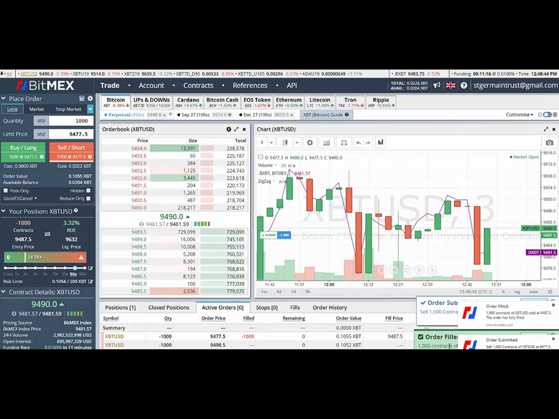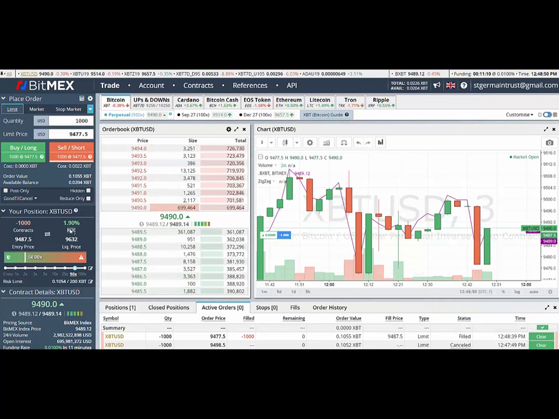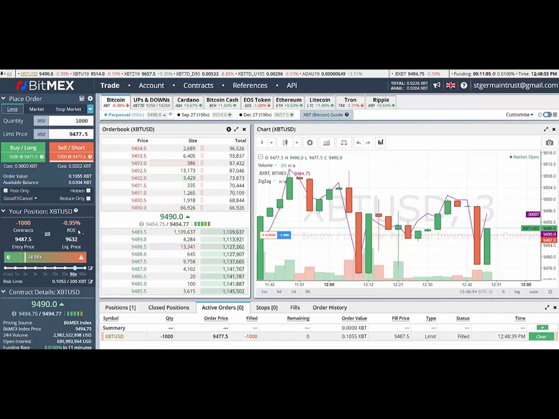Order filled. There we go, in the green right there. And what we see now, it's still okay. To explain this area, this is where my position has now been taken in action, in other words.